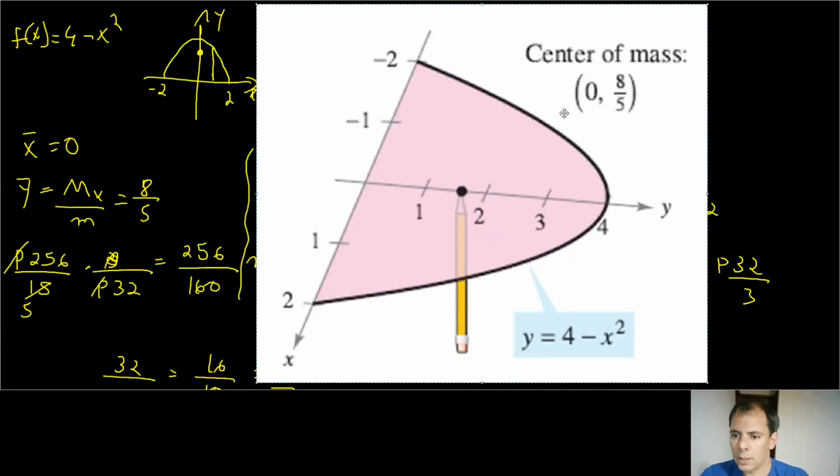See that? Center of mass 0, 8 divided by 5. So 8 divided by 5 is a little bit larger than 1. Okay, and so if you put a pencil here, you're going to be able to balance it. It's not going to fall this way, right? It's not going to fall this way, and it'll be perfect. It'll be perfectly balanced. Okay, so let's go to the next exercise.